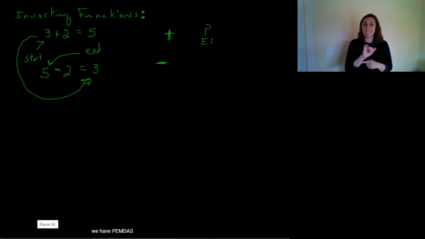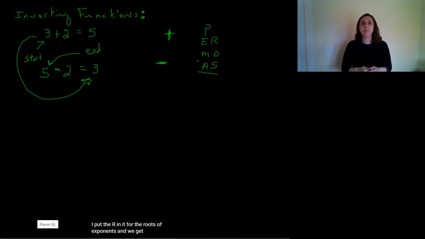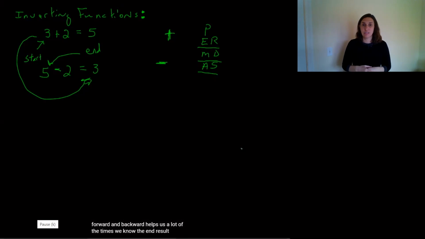We have PEMDAS, I put the R in it, for the roots of exponents. And we get an equal order to operators and their inversion. Their ability to go forward and backward. Going forward and backward helps us. A lot of the times we know the end result of something and we want to know where we started from. It's a valid question that we have. And so being able to invert things is a useful skill for us. It helps us manipulate the data we have in ways that are advantageous for us.